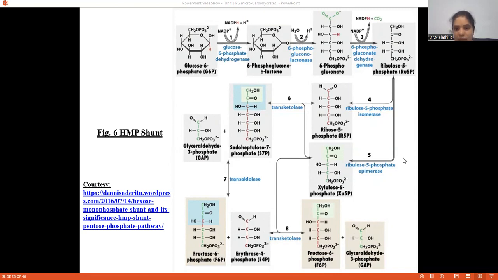So glucose 6-phosphate will be converted to different hexose sugars, especially the monosaccharides, as well as the pentose sugars, and those pentose sugars, for example ribose 5-phosphate, will be utilized for nucleotide synthesis. And the two reducing equivalents which are produced from reaction 1 and reaction 3 will be used for different purposes in the body. So this we will study in the significance of the HMP shunt.